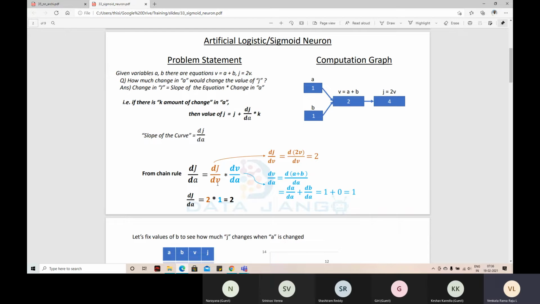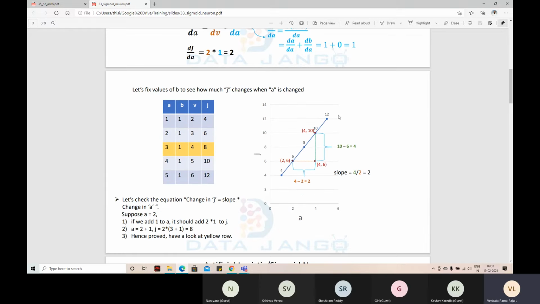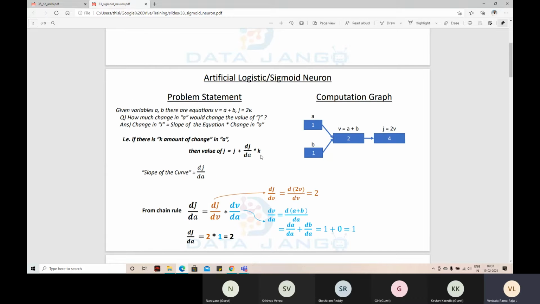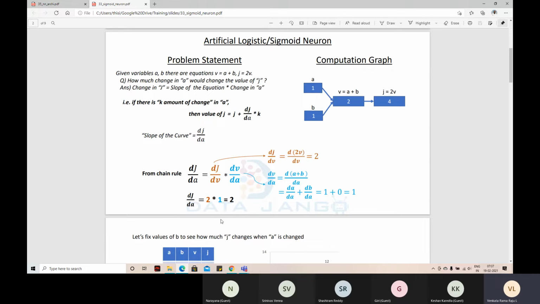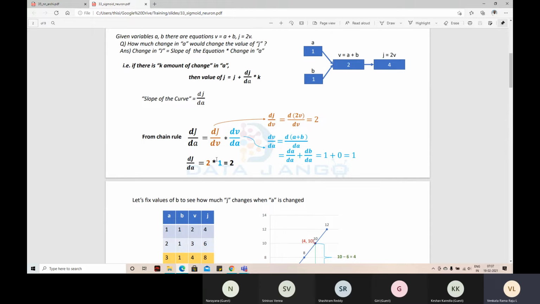So to do that, we need to use the chain rule. To find out the change in j, we need to find out the slope of the tangent, right? So this is a line, and we are trying to find the slope of it. The slope is what is going to explain the rate of change. 1 unit change, 2 units it is changing. 1 unit change, 2 units.